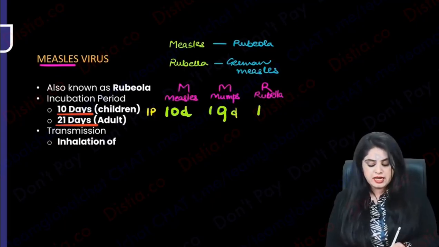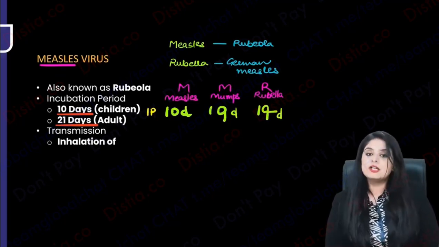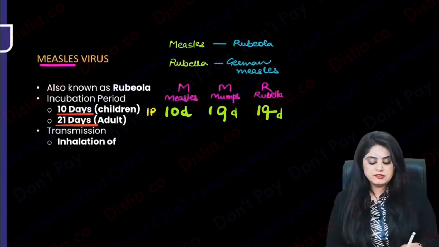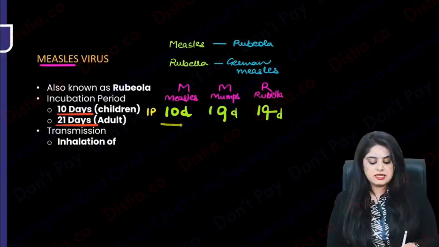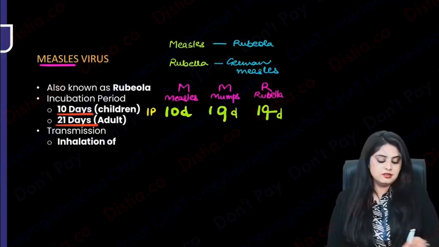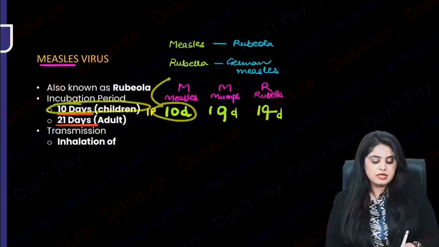Okay, then from that 19, what can I do? You will make a straight line. So for rubella, it becomes 14 days. Remember, it is 10, 19 and 14. So from 10 you're going to make a line that becomes 19. Then you make another line that becomes 14. So 10, 19 and 14 are the incubation periods. That is why for measles, I wrote 10 days.